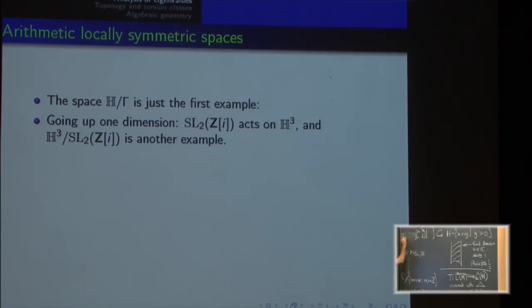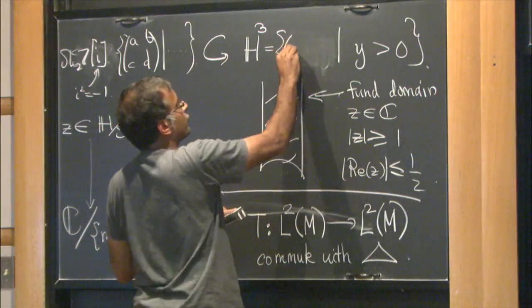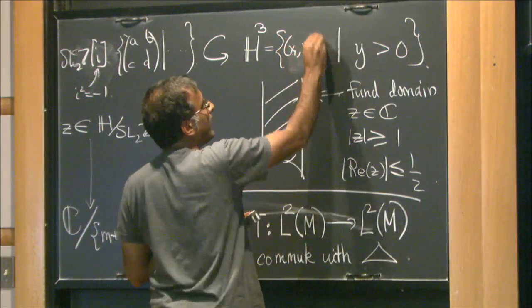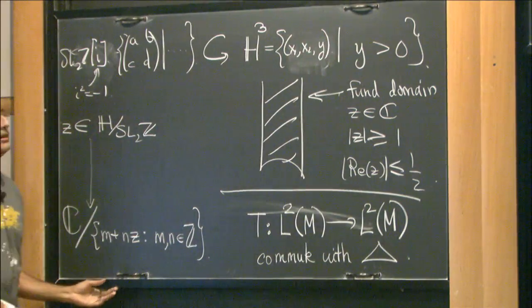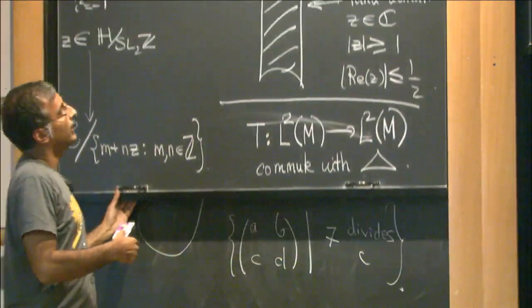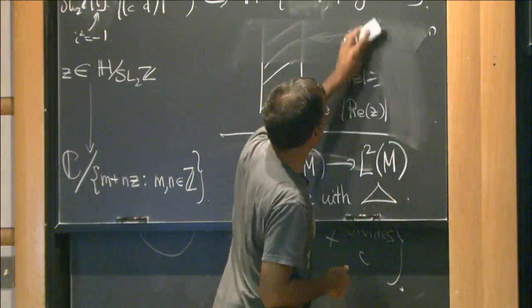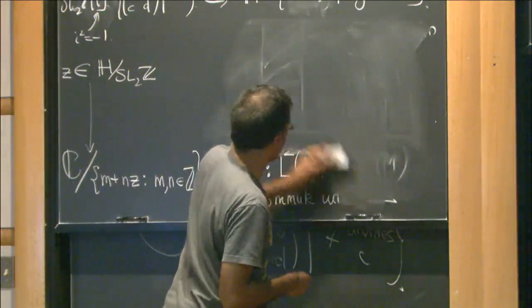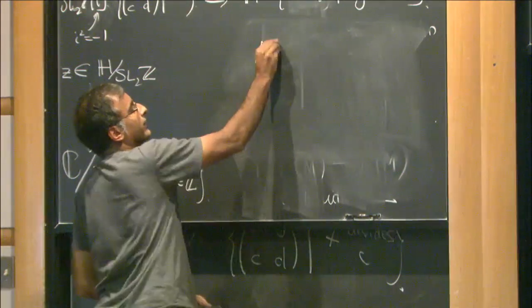Right, so you can do exactly the same thing, replacing the role of the integers by the Gaussian integers. Okay, so i squared is -1. This now acts on hyperbolic 3 space, so now this is triples x1, x2, and y. This thing has no complex structure, but it does have a constant curvature Riemannian metric.